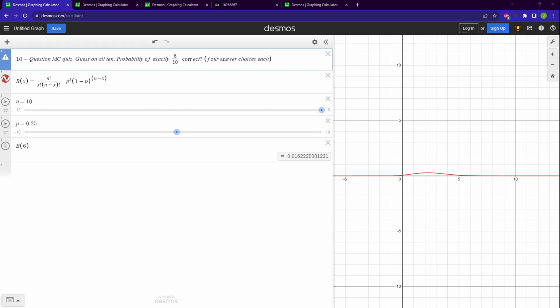First up is the binomial distribution. This is in Unit 2, associated with chapters 4 through 6, Lecture C, Video, and Whiteboard. So, in the example brought up, we have a 10-question multiple choice quiz, and you're going to be guessing on all 10 questions. What is the probability of getting exactly 6 out of 10 of the questions correct, assuming we have 4 answer choices each?